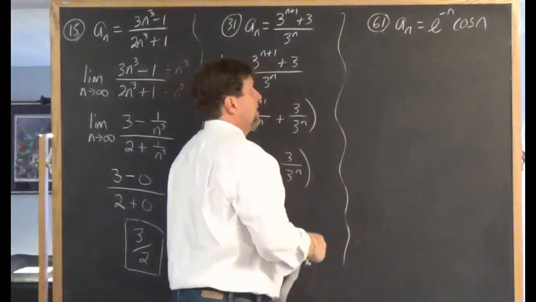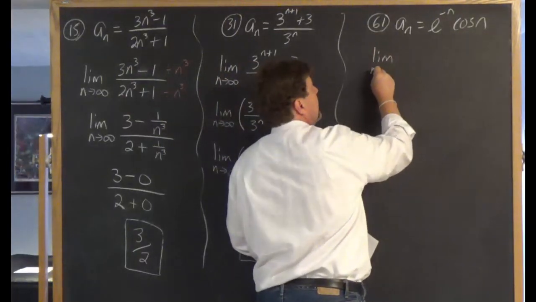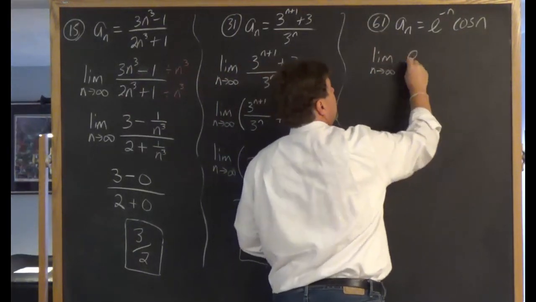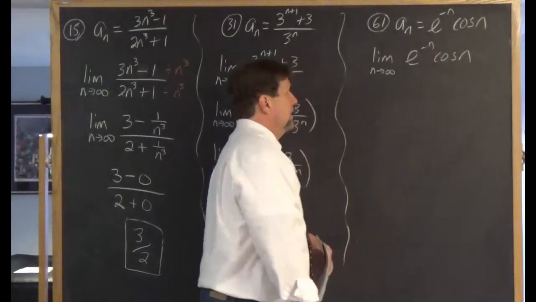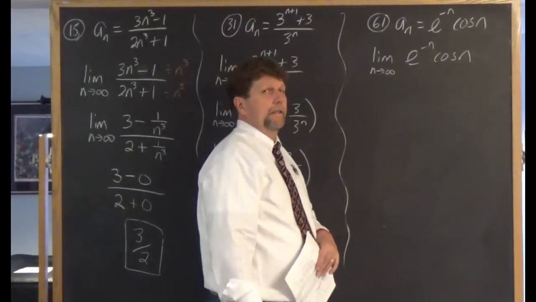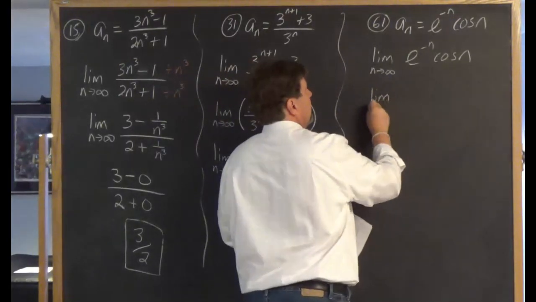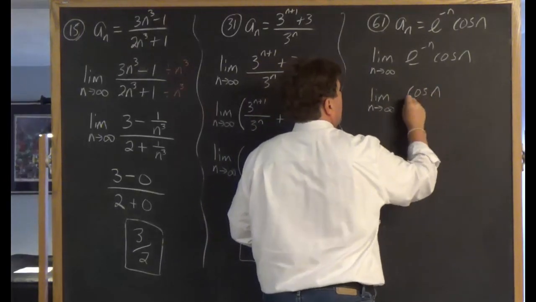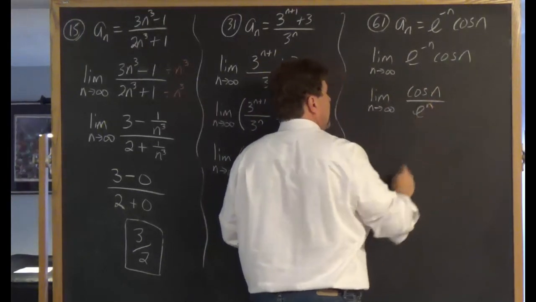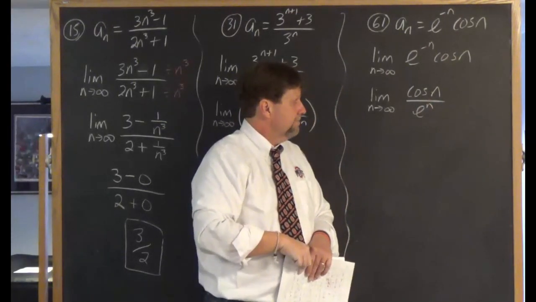Let's see what's happening here in 61. So we're trying to find the limit as n goes to infinity of e to the negative n cosine n. I'm going to start off by rewriting this as the limit as n goes to infinity of cosine n over e to the n.